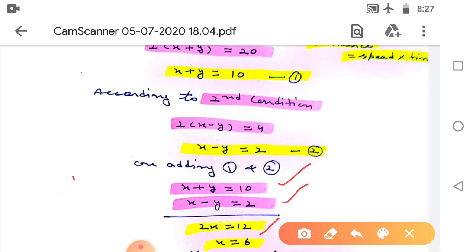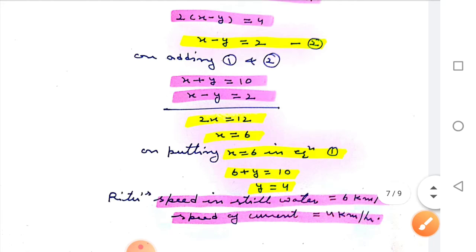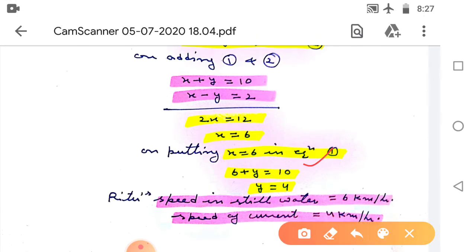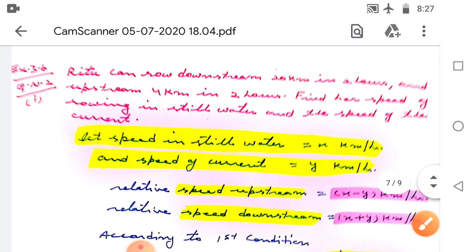So x is 6 and the value of y here is 4. When you put the value of x in equation 1 as 6, so 6 plus y is equal to 10, and y is equal to 4. So finally the speed in still water is 6 km per hour and the speed of current is 4 km per hour. Okay, again just go through the question a little bit.